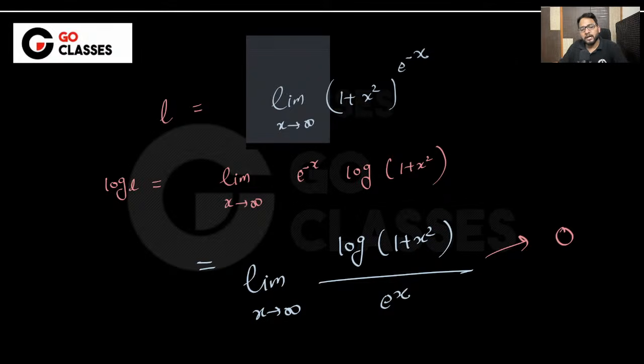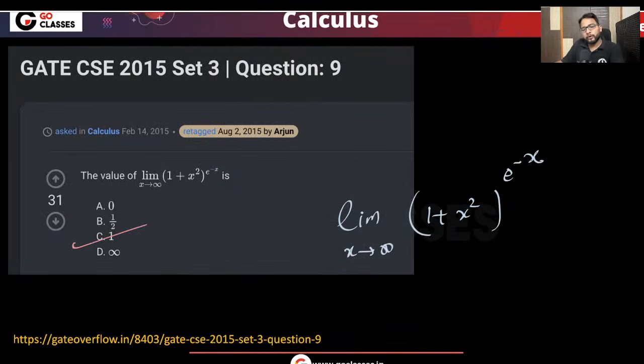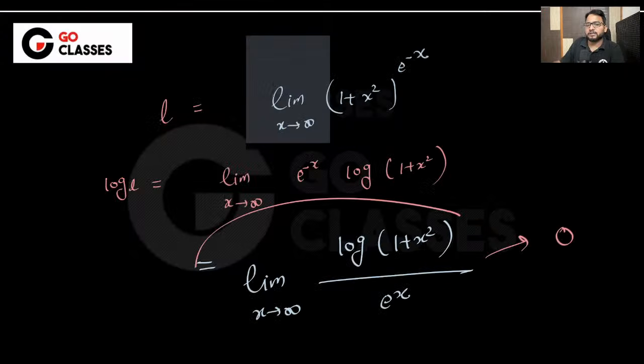Asymptotically, if you have seen the data structures lectures, then you know which one is larger, log x or e power x, right? So intuitively you can say that this quantity is 0, or you can solve using the L'Hopital. It is up to you. You can confirm with the L'Hopital later, but this quantity is 0. So finally I got that log L is 0, then L will be e power 0, which is 1. So 1 is the answer here. How did we solve it? We took the log and then we immediately identified that this is going to be 0. You can reconfirm it, that's not an issue.